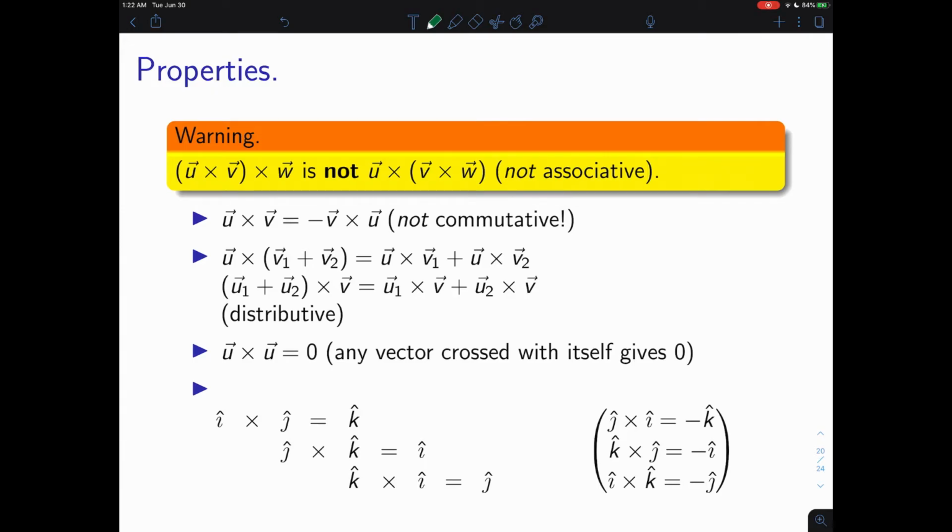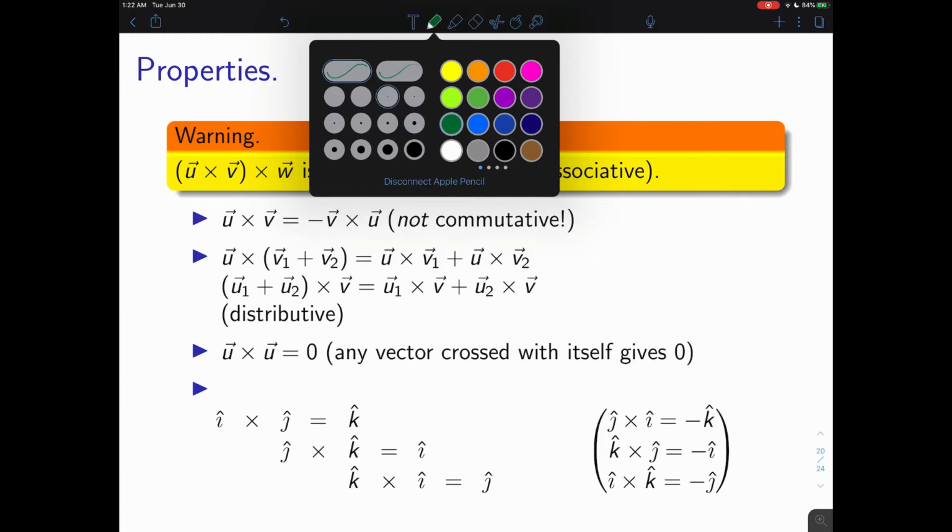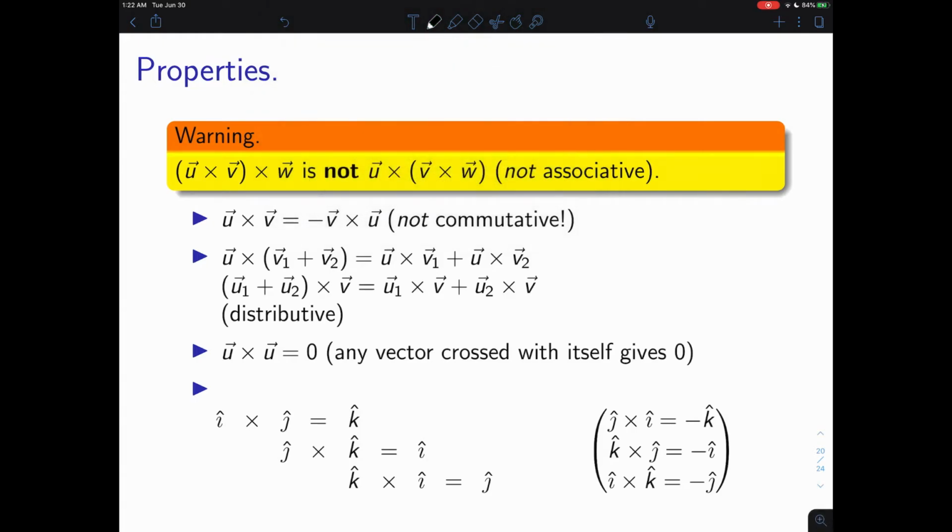All right, so those were some geometric properties and the right-hand rule, and now I'm switching over to talk about algebraic properties.